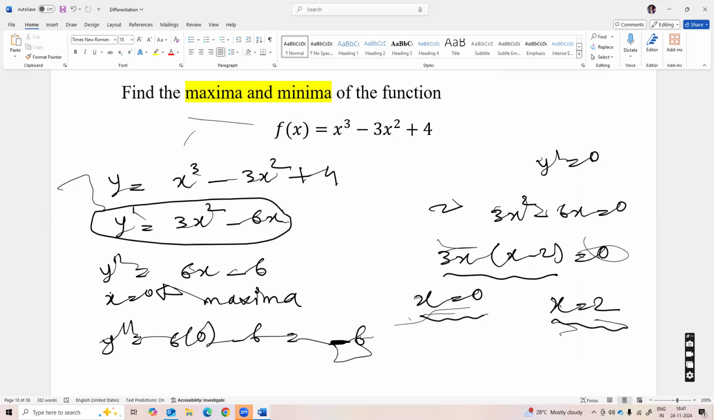And if we have to find out this value of maxima, we will put x equal to 0 in the given f of x. So if you put x equal to 0, it will become 0 cube minus 3 into 0 square plus 4. So it is equal to 4. So 4 is the value of maxima, which is at x equal to 0.